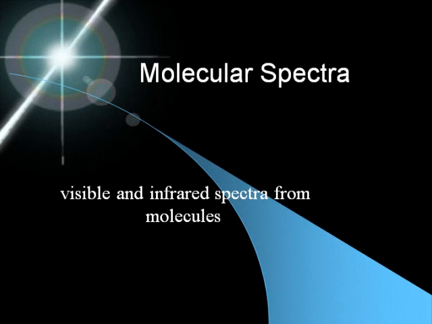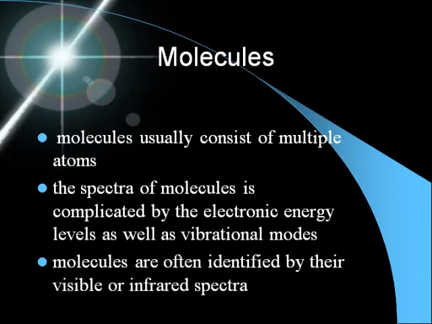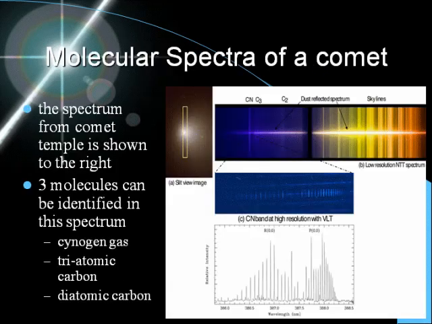Molecular spectra, again, in space, most things are of low enough density that things are mainly atomic, but you also have molecules that consist of multiple atoms in different regions, but also on the different planets. For instance, we can look at the light given off by a comet, and the interesting thing about the light from a comet is it contains a lot of unusual substances.